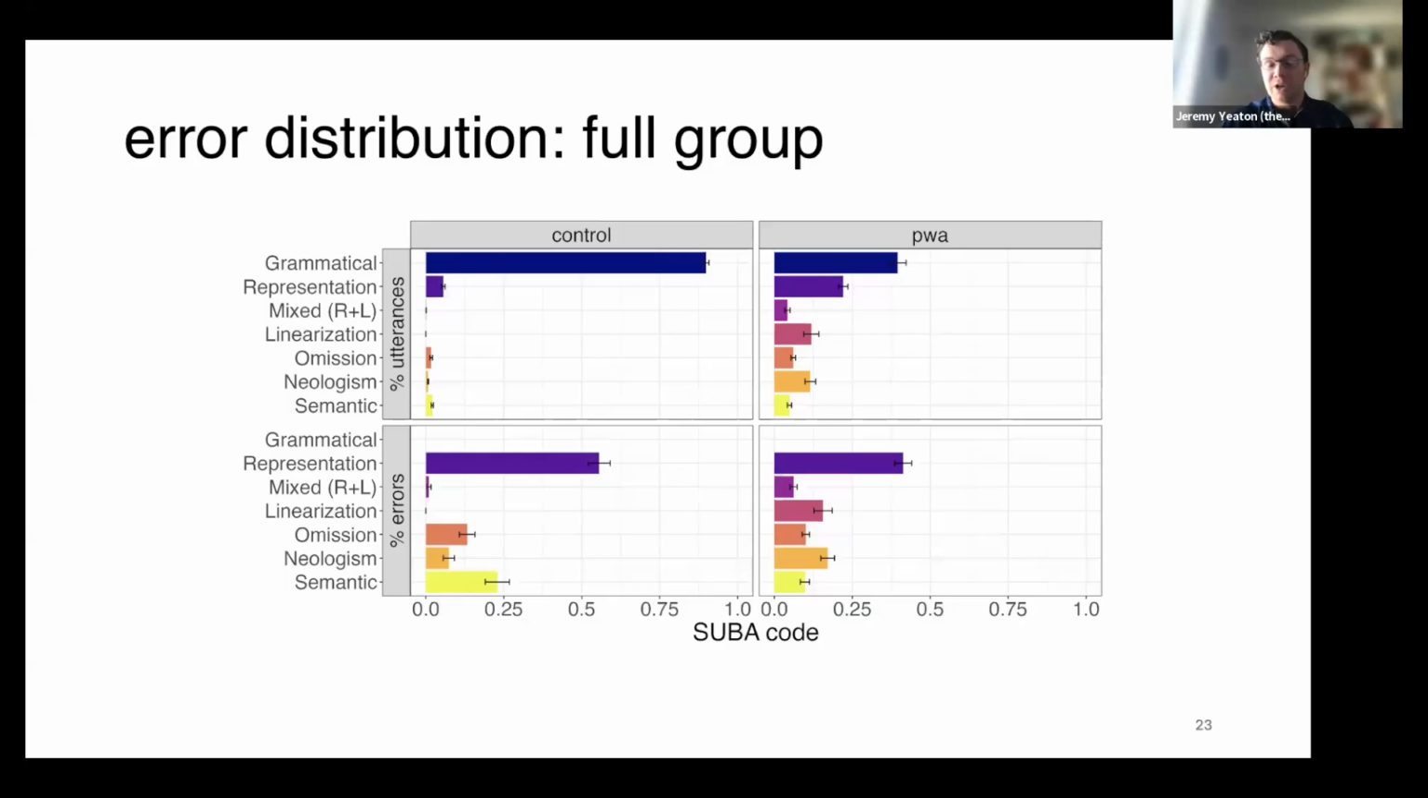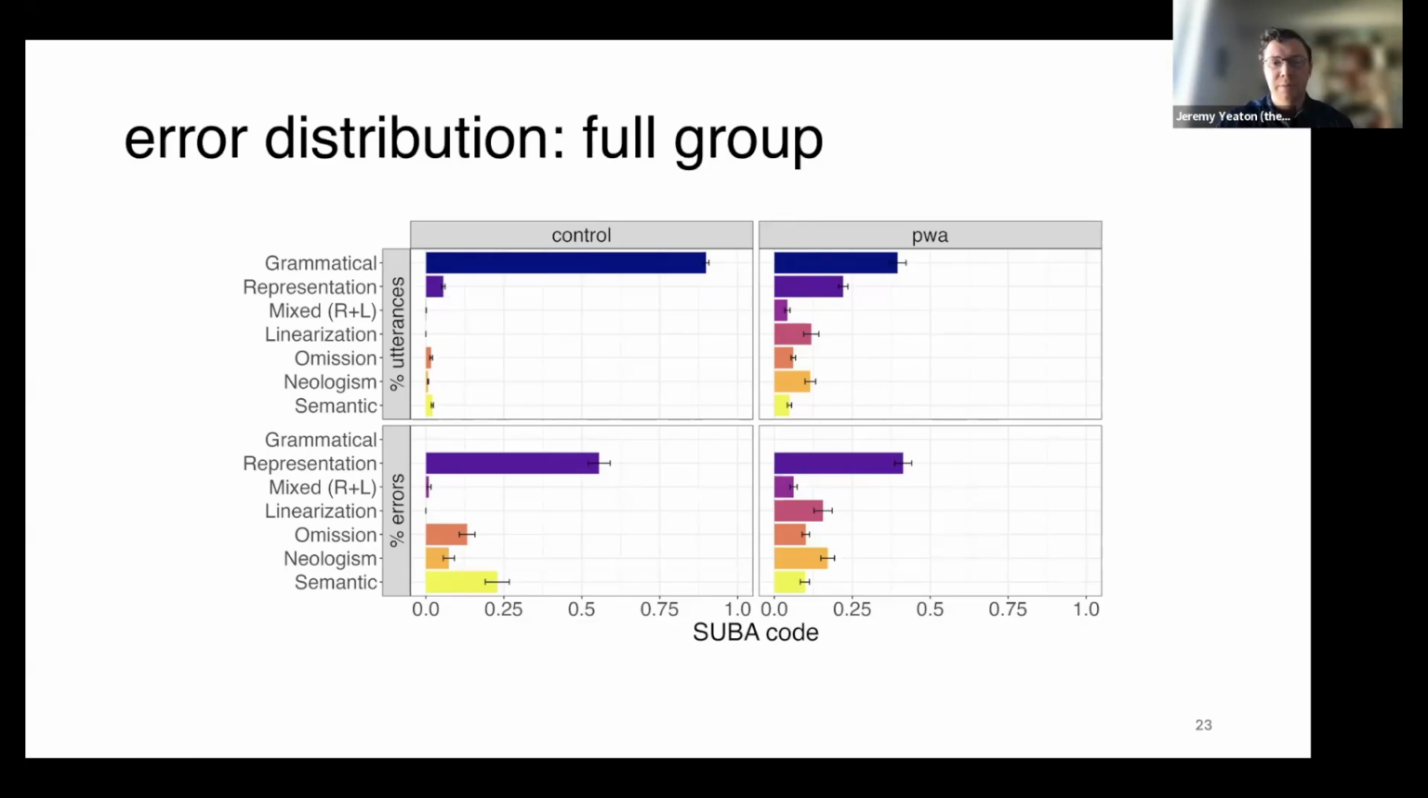If we look at our people with aphasia, we see that, again, most of them are grammatical utterances, so good for them. And then if we look at our distribution over error types, predominantly representation errors, but some mixed, some linearization, and then some phonological stuff going on. And so it seems like, okay, on the whole, we do see a difference in distribution between our healthy controls and our people with aphasia, promising that we're capturing something actually going on.